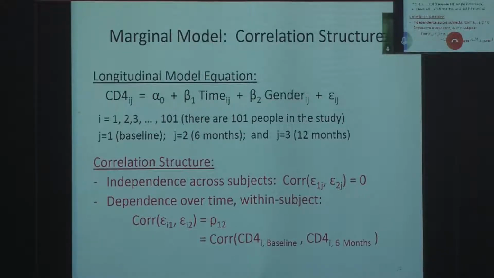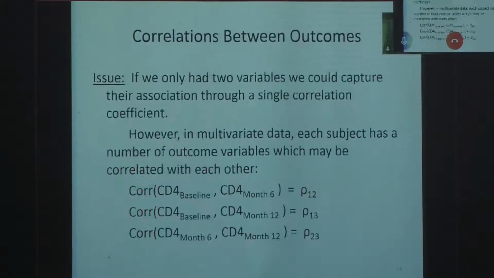And here, I've said baseline and 6 months. There are actually 3 measurements. And so I'm going to expand and say between baseline and 6 months, there's this amount of correlation. That's some number. Between baseline and 12 months, there's a different correlation, so different notation. Still rho, the correlation, but between baseline and measurement 3, which is 12 months. And then, of course, there's correlation between the 6 month and 12 months. 6 months was measurement 2, 12 months is measurement 3.